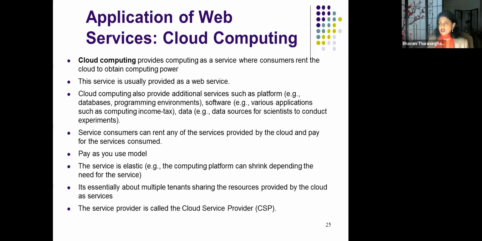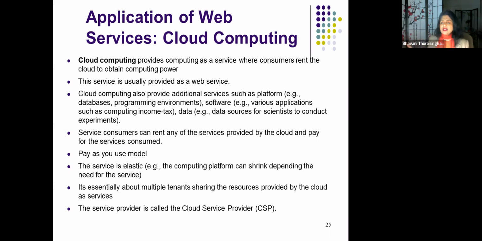So in addition to computing power, which includes operating systems and so on, the cloud provides us with a platform, like programming language environments, databases, and software, various applications such as computing our income tax. We don't have to buy TurboTax, the latest version. We can rent something in the cloud. The only problem is, if we rent from the cloud, we have to send all our data. So that's a bit of a problem from a security point of view, right?